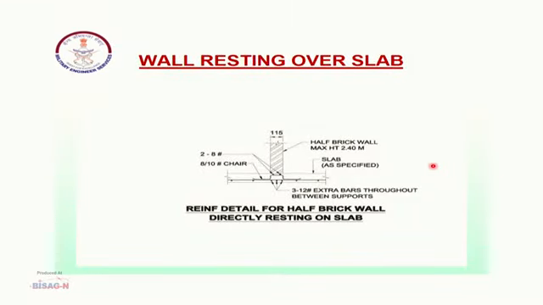Wall resting over slab. When we are providing a wall directly over a slab, generally we do not provide a wall of full width, 230 mm thick, over the slab, but a 115 mm half brick wall is constructed. But this is the correct provision: where a wall has to come, we must provide additional reinforcement as shown in this diagram.